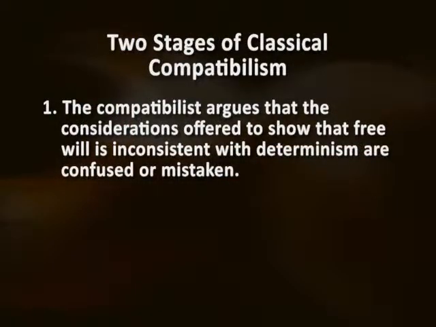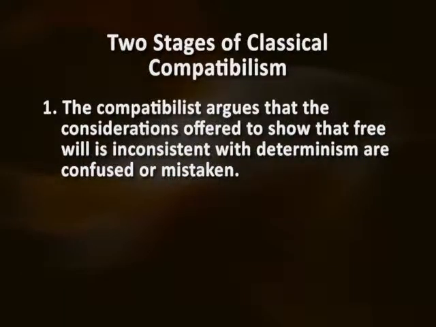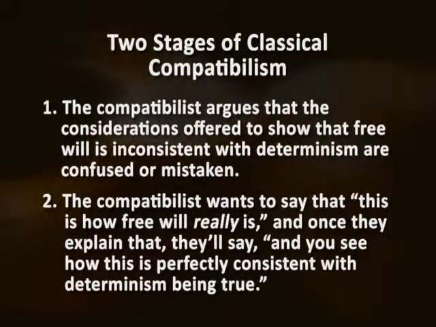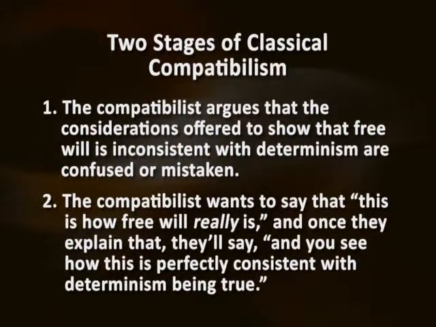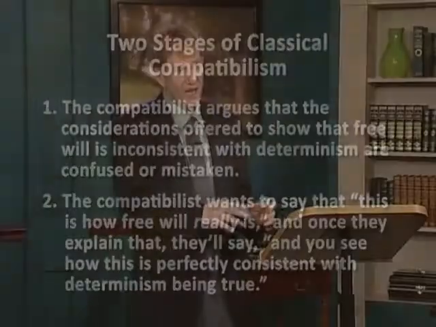First of all, the compatibilist argues that the considerations that are offered to show that free will is inconsistent with determinism are somehow confused, that the arguments that free will is incompatible with determinism are confused. In addition, though, the compatibilist wants to say, well, this is what free will really is. And once they explain that, they'll say, and you see how this is perfectly consistent with determinism being true. Compatibilists have offered many reasons why they think it's a confusion to think free will is incompatible with determinism.